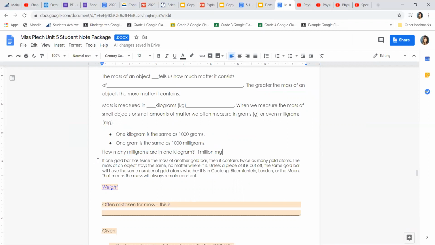What's interesting here is that if one gold bar has twice the mass of another gold bar, then it contains twice as many gold atoms. The mass of an object stays the same no matter where it is. Unless a piece of it is cut off, the same gold bar will have the same number of gold atoms, whether it is in the first two words there, which I'll leave for you to read, London, or the moon. That means the mass will always remain constant.